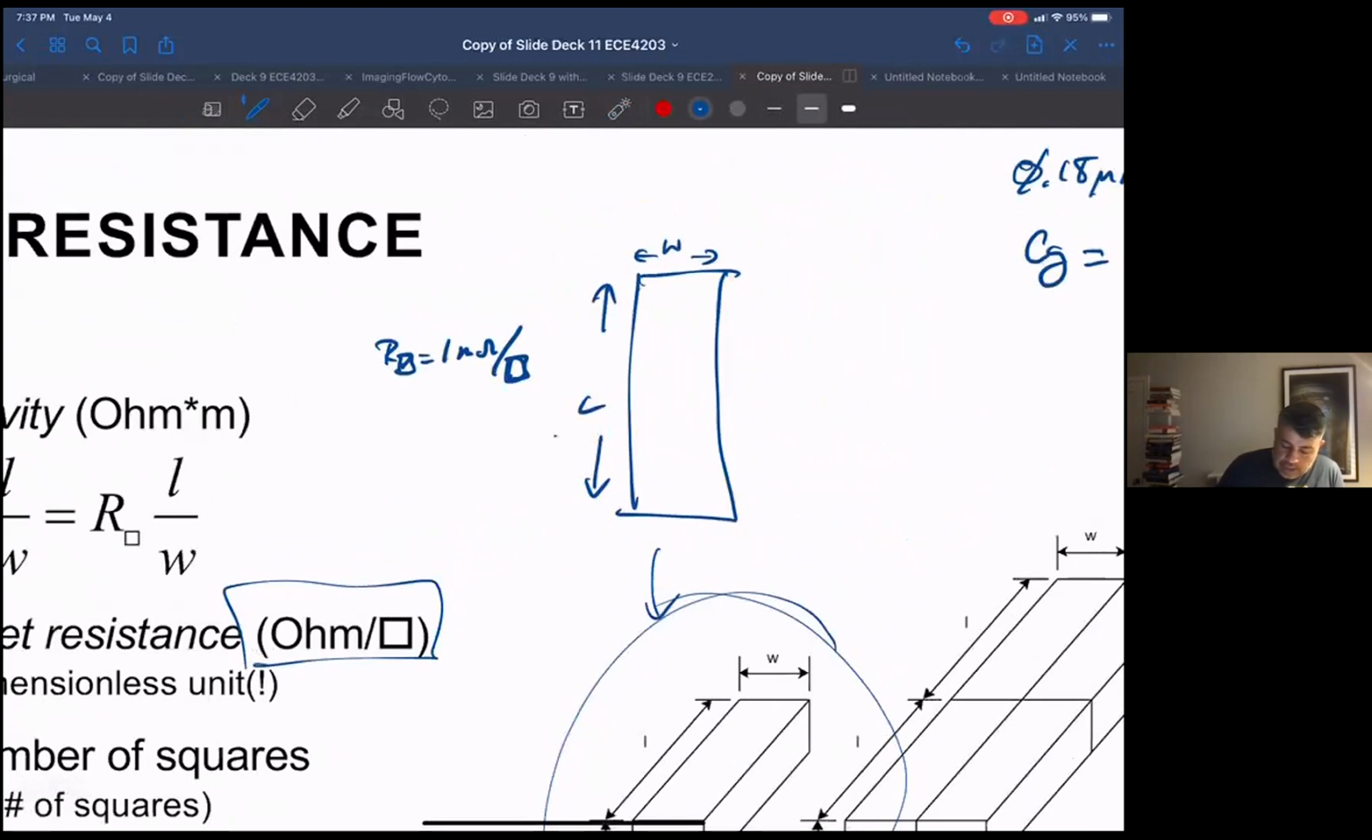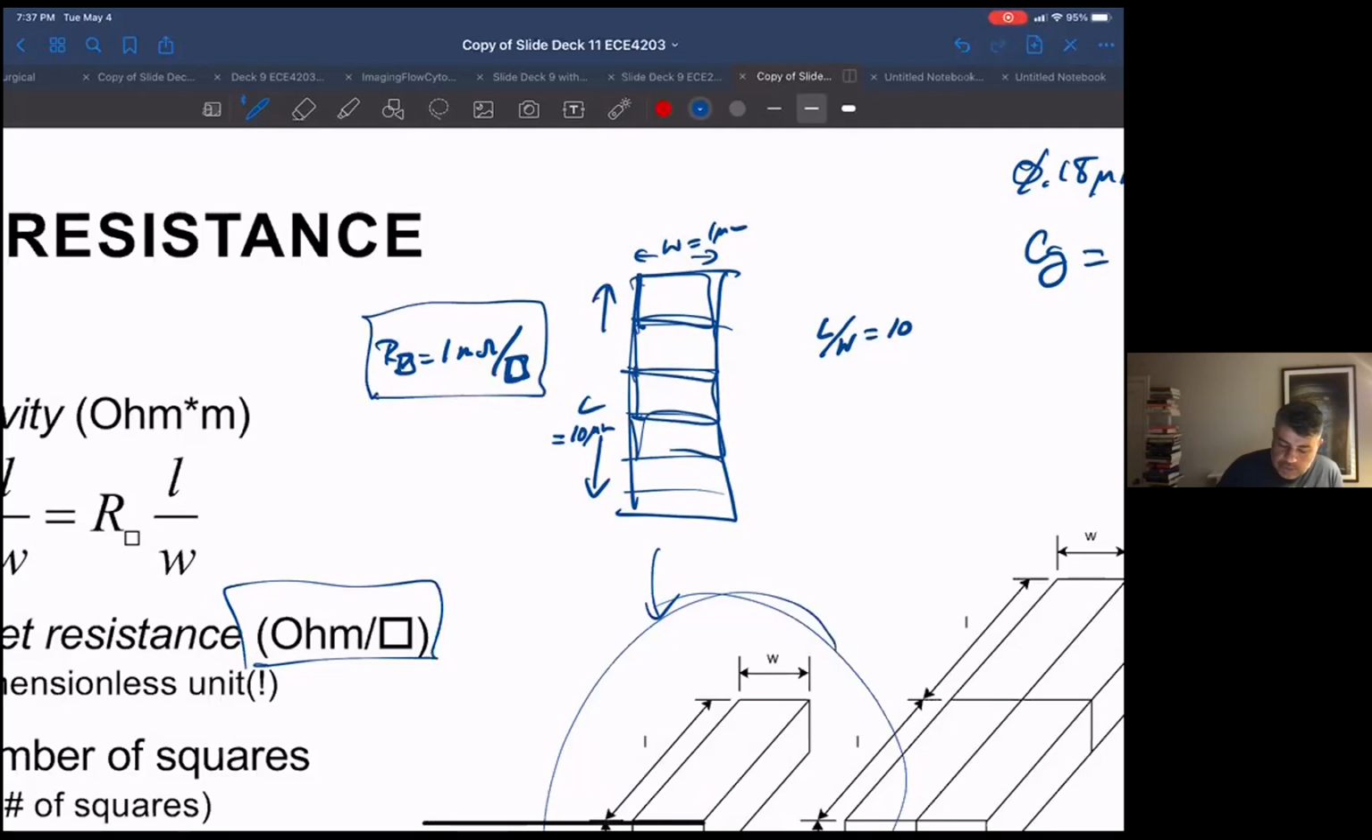So let's say this L is 10 micron and its width is 1 micron. You could think of it as being 10 squares, right? L divided by width is 10. So it's almost like I could fit 10 squares, and each one of these squares has this value. So I just multiply 10 by R squared and I get 10 milliohms total resistance from here to here.